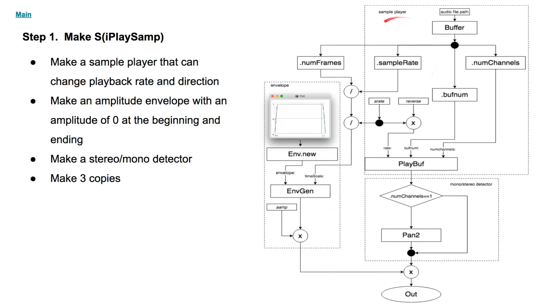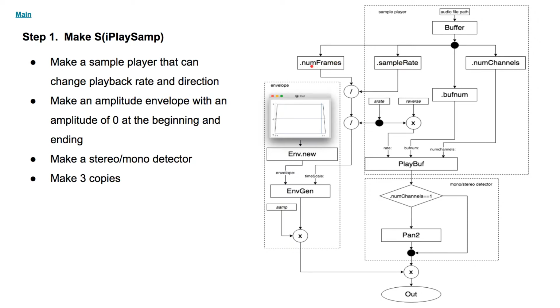So let's take a look at what's going on in the audio file player here. At the end, PlayBuf will play the buffer which contains the audio file. So we are going to play an audio file. Okay, and when we put the sound into the buffer, we can get all sorts of information such as the number of channels, the sampling rate, and the number of frames.